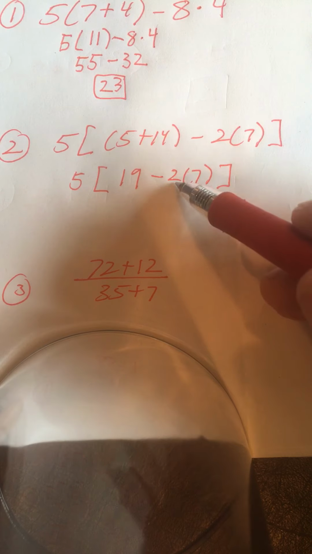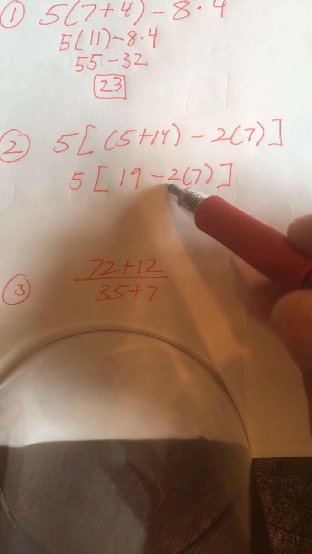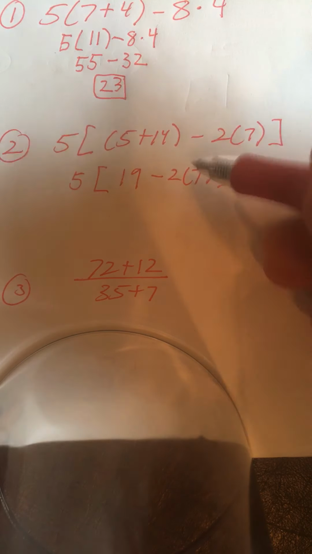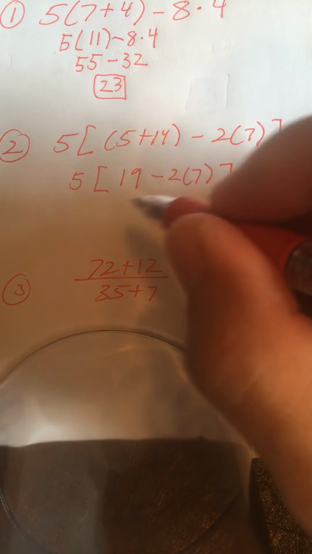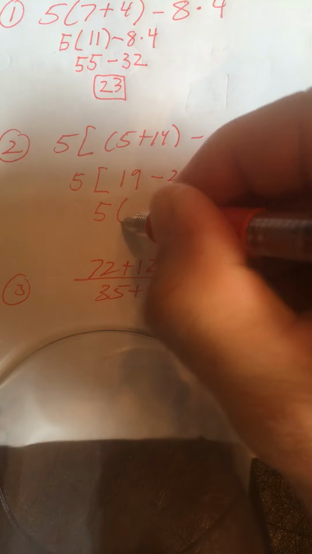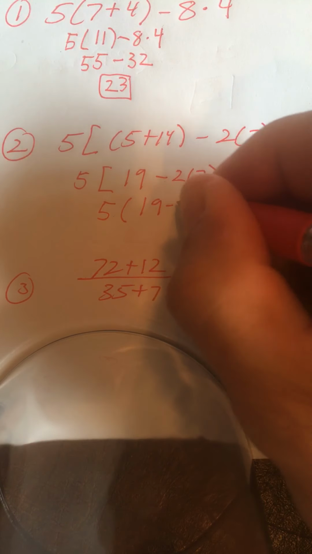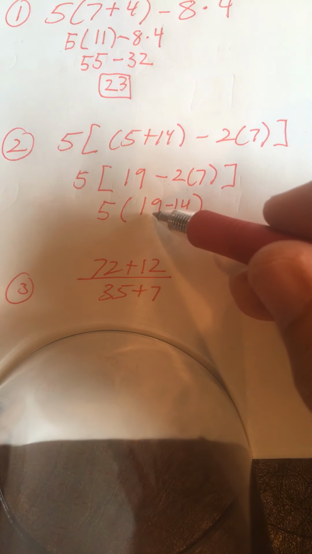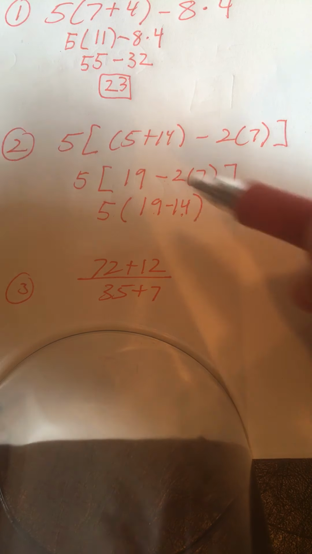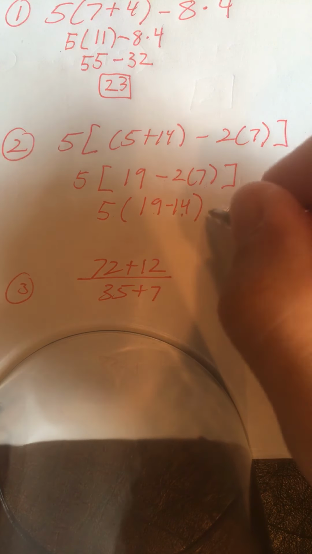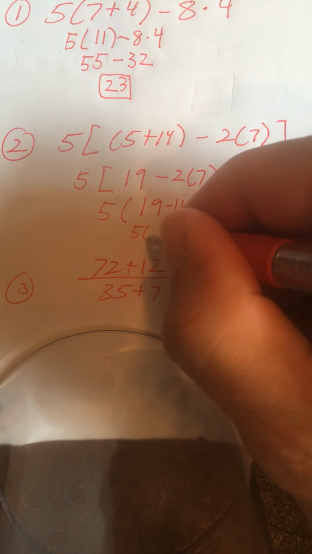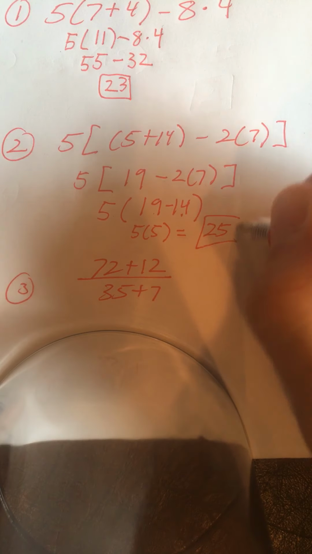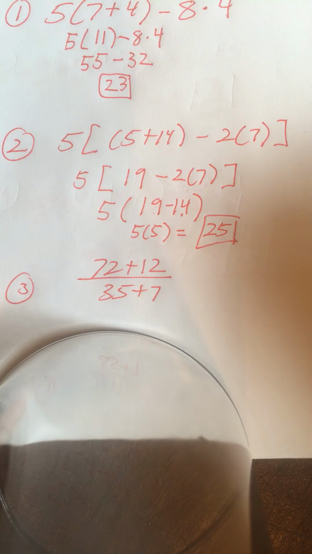2 times 7. Now we could look at this as -2 times 7, like we talked about yesterday, which would be -14. This would become 5, and now I'm going to go back to parentheses, 19 minus 14, okay? And now we have 19 minus 14, which is 5, and we're going to keep that in the parentheses. And 5 times 5 would be 25. So now I'm going to come to the side a little bit here.